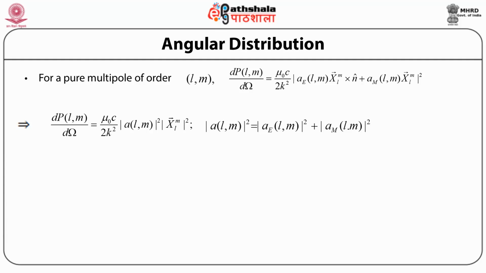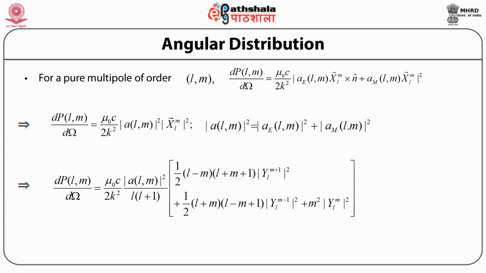|A(L,m)|² is equal to |A_e(L,m)|² plus |A_m(L,m)|², which implies that dP(L,m)/dΩ = (μ₀c/2k²) |A(L,m)|² / (L(L+1)) × [½(L−m)(L+m+1)|Y(L,m+1)|² + ½(L+m)(L−m+1)|Y(L,m−1)|² + m²|Y(L,m)|²].